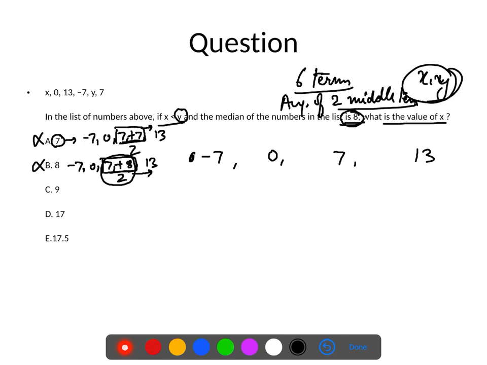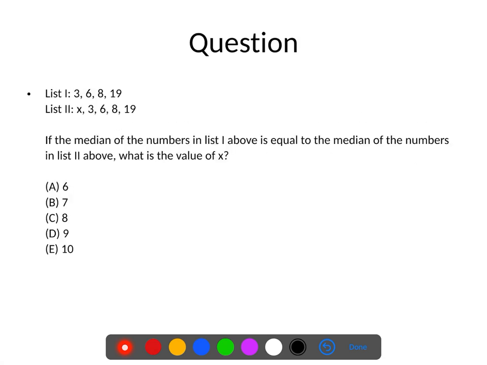No. Third option, 7, 9, 13. Again, y will be after 9. y is bigger than x. So, average of the two middle terms, is it equal to 8? Yes. This will give me median 8. So just plug in the values and see if we can get 8 as median or not. That's all we need to do. Let's see another question.